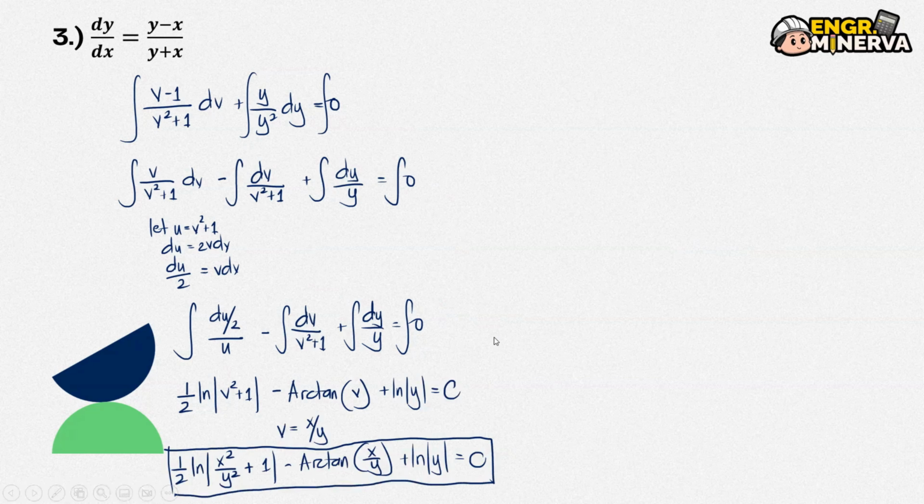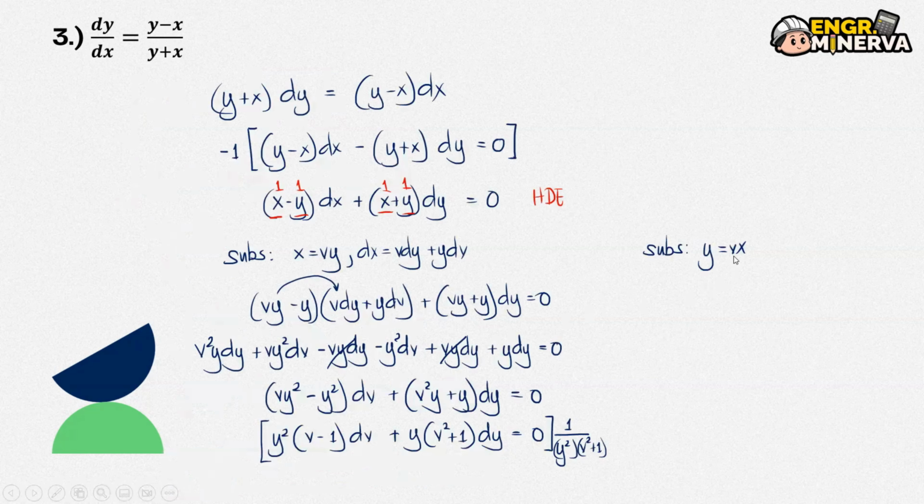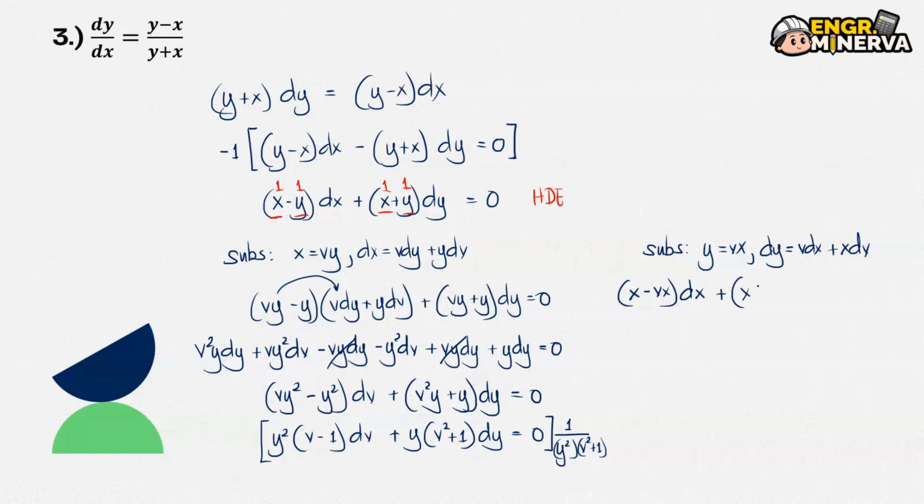Okay, how about if I substitute here y equals vx? So let's also have that as our solution. That would be dy equals v dx plus x dv. Substitute. That would be x minus vx, then dx, plus x plus vx, that would be v dx plus x dv equals 0.